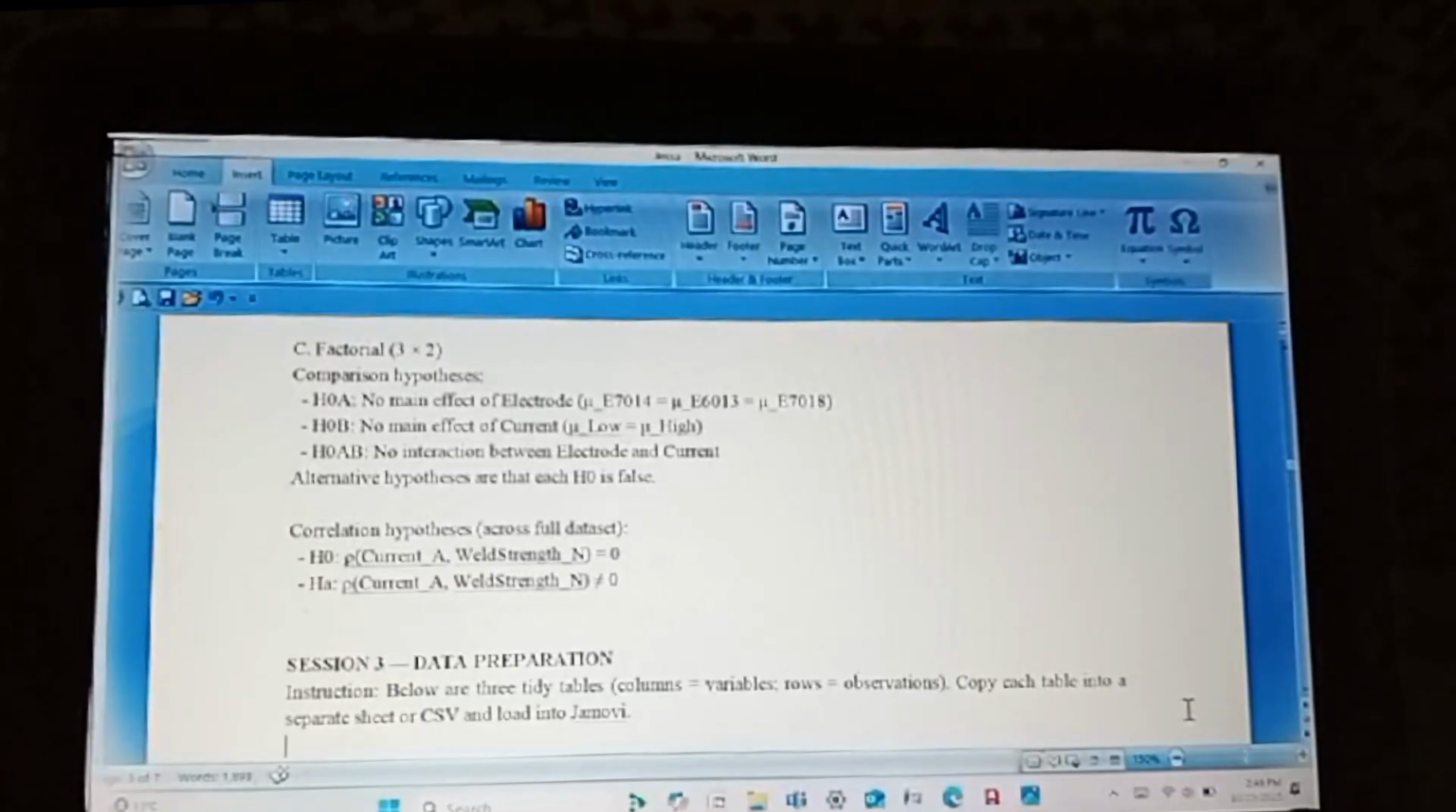Correlation hypothesis across the factorial dataset. H0: rho of current A and weld strength N equals 0. HA: rho of current A and weld strength N is not equal to 0.